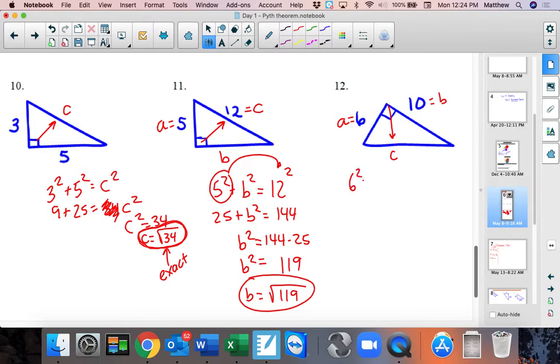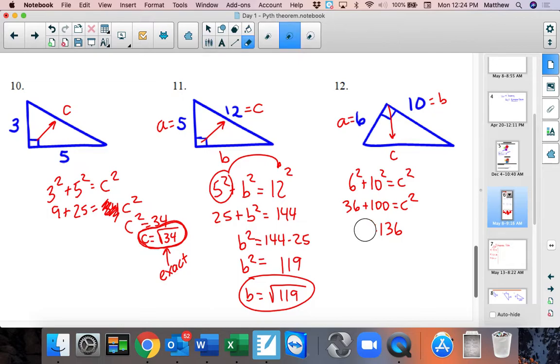So 6 squared plus 10 squared equals C squared. 36 plus 100 equals C squared. So C squared equals 136. Sorry about that. That did not write as clearly as I would have liked. C squared equals 136. So C equals root 136.